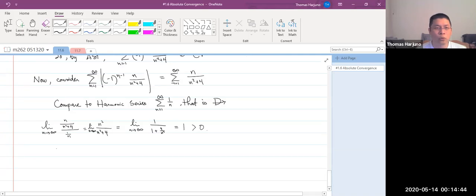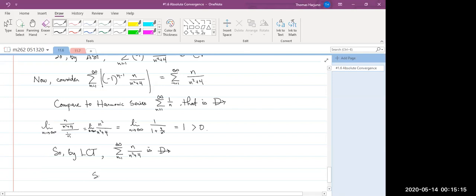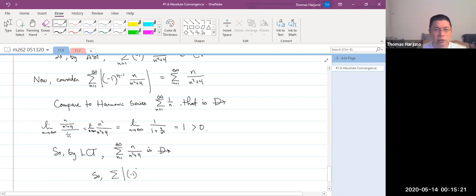So by the limit comparison test, this series here is divergent. But what is the reason we show that it's divergent? We want to show it's not absolutely convergent. So this series is divergent.